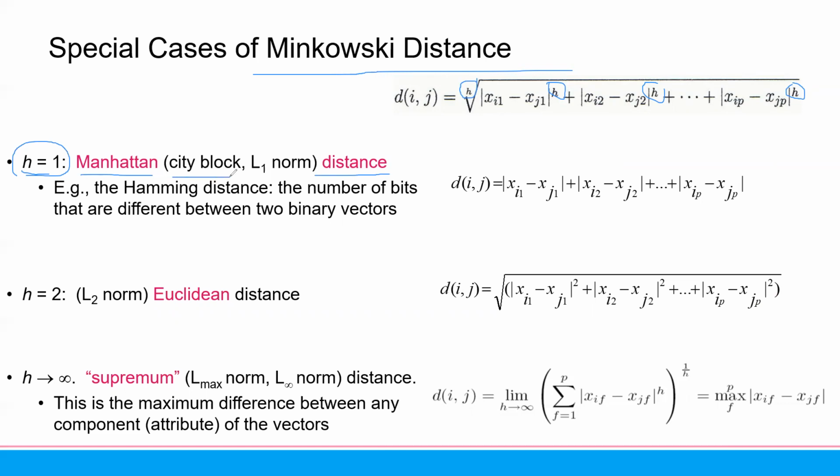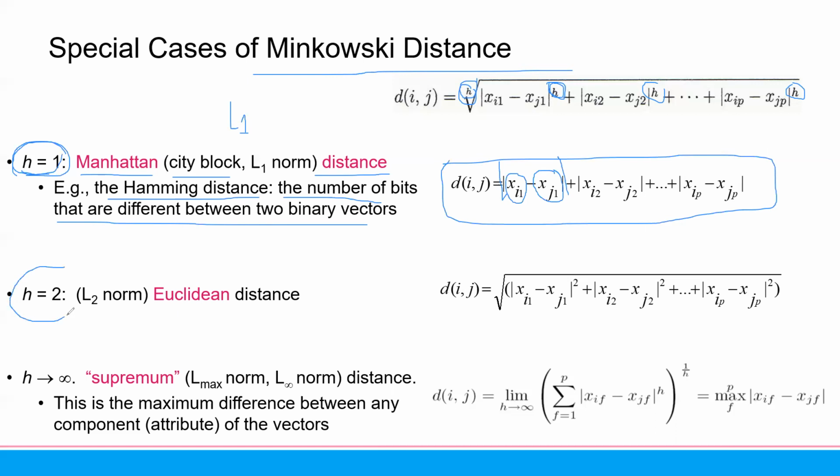People also mention that as city block, or we call it L1, because h equals 1. This is the L1 norm, and the other name is Hamming distance. It is the number of bits that are different between two binary vectors. So we want to calculate between x i 1 and x j 1, and then we take the absolute value. If we put this one as 1 and this one as 1, then we will get this formula.